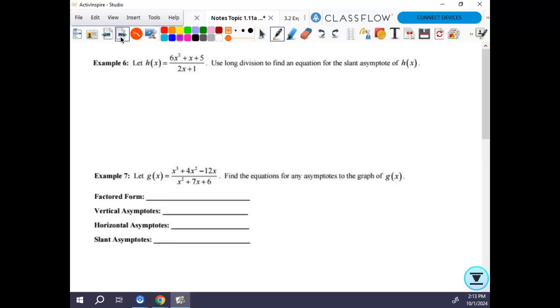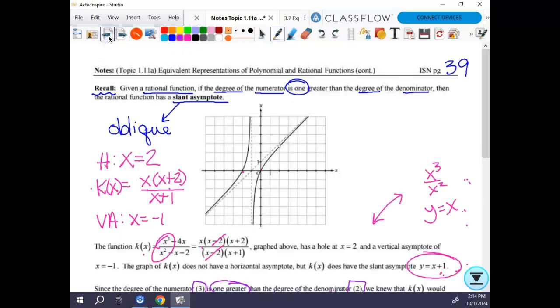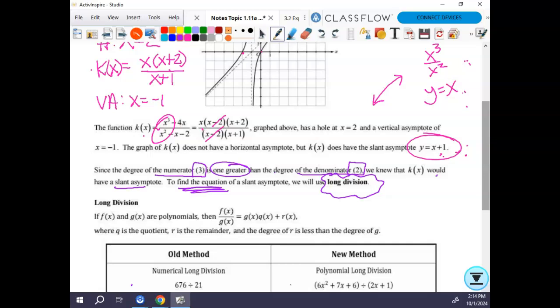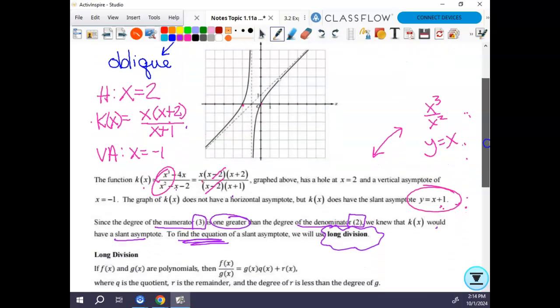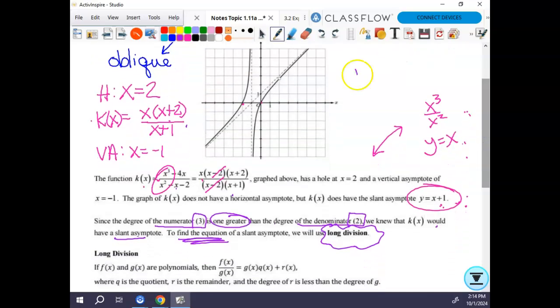So on example 6, here's h of x. And it says use long division to find an equation for the slant asymptote. Oh, I did want to point one other thing out. Sorry, you don't necessarily have to flip it back over. But I wanted you to see that we had this version. We factored it so we could reduce to get that. But then if I was going to actually do the long division, I can't do the long division from this form. I would have to multiply it back together and get x squared plus 2x over x plus 1. And then I could do the long division, okay?